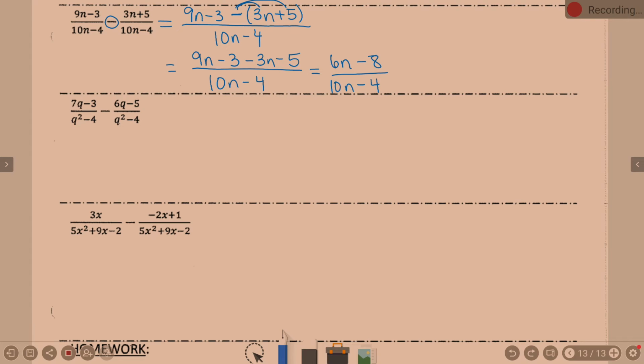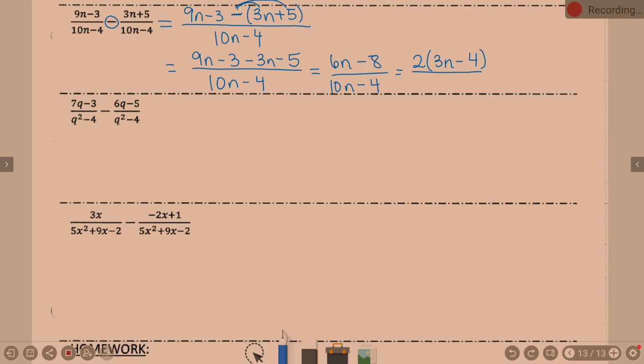Okay. Think factoring. Think GCFs. Is there a GCF on top? 2. Okay, 6n and 8 can both be divided by 2, so I'm going to factor a 2 out front. 6n divided by 2 is 3n. Minus 8 divided by 2? 4.